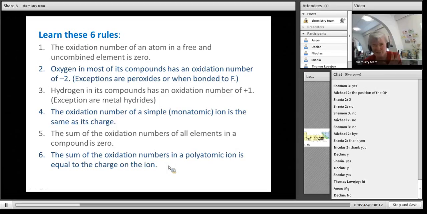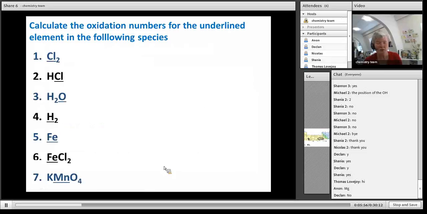So that's quite a lot of talking. It's a lot of rules, but this is one of those things you just simply have to learn off by heart. So let's apply those rules. What is the oxidation number of chlorine in chlorine gas?